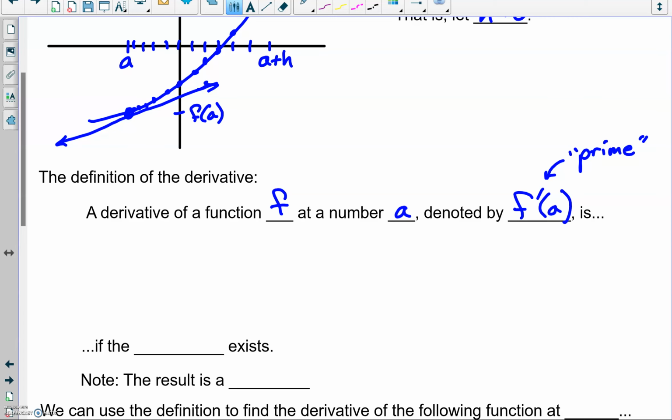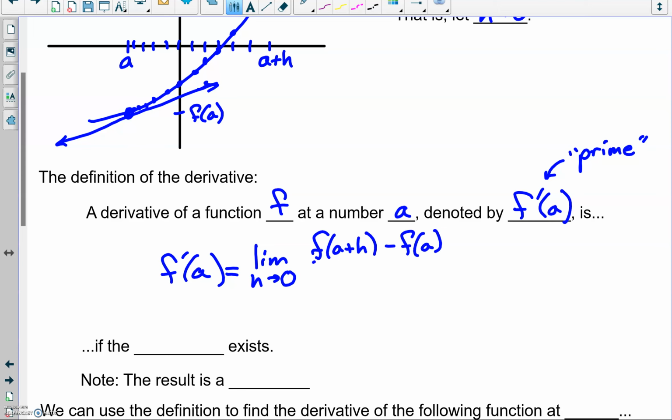And the definition is f prime of a equals the limit. Here's where all that limit stuff we did is going to come into play. As h goes to 0 of f of a plus h minus f of a all over h. And one thing to note about this definition, if you did a plus h minus a, the two different x values subtracted, you would just get h there. The a's would add to 0, go away.